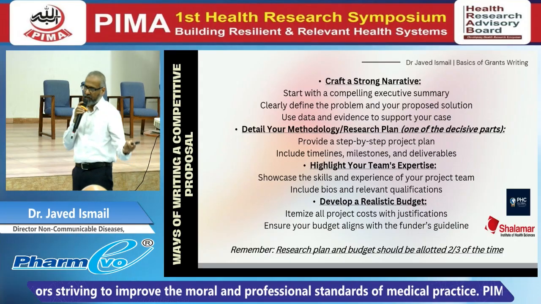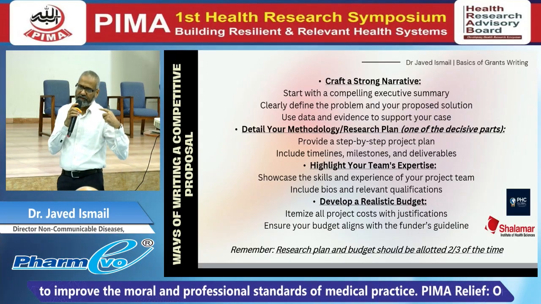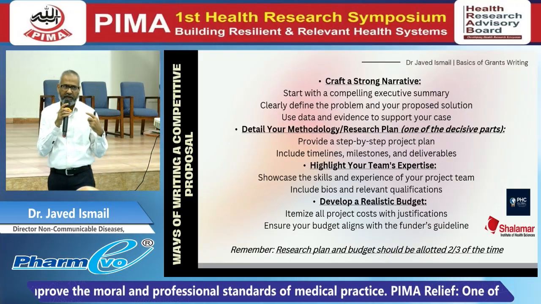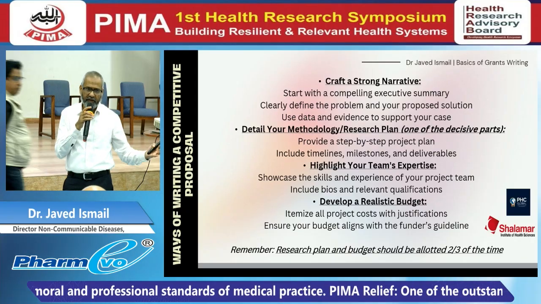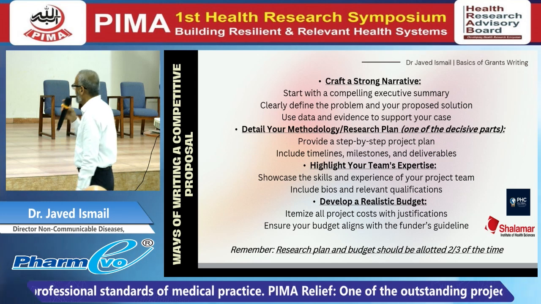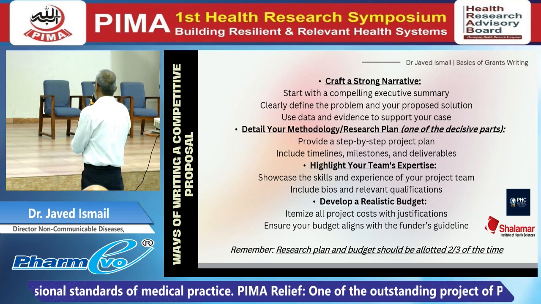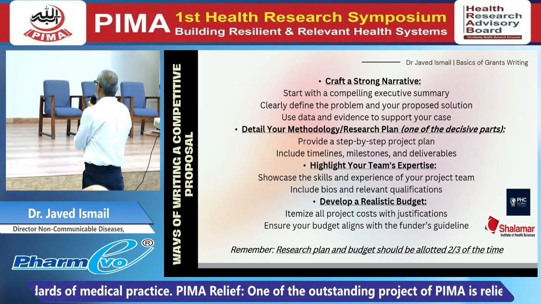The same thing that we have already discussed, that it should be realistic. If your study can be done in $500,000, don't ask for $1 million. You will get rejected. Okay. So be realistic in that particular sense. The research plan should be allotted two-thirds of the time.